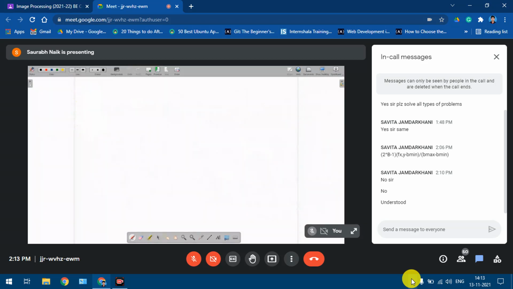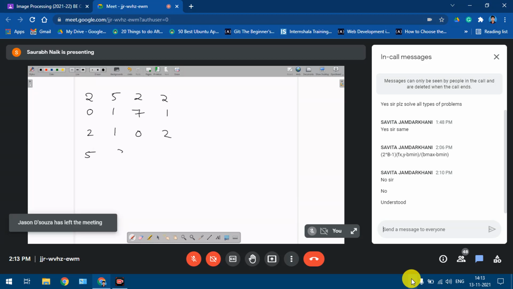Okay, so you would basically have been given the image as 2, 5, 2, 2, 0, 1, 7, 1, 2, 1, 0, 2, 5, 3, 6, 2. Okay, and you're told to have threshold filtering where tau is equal to 4.